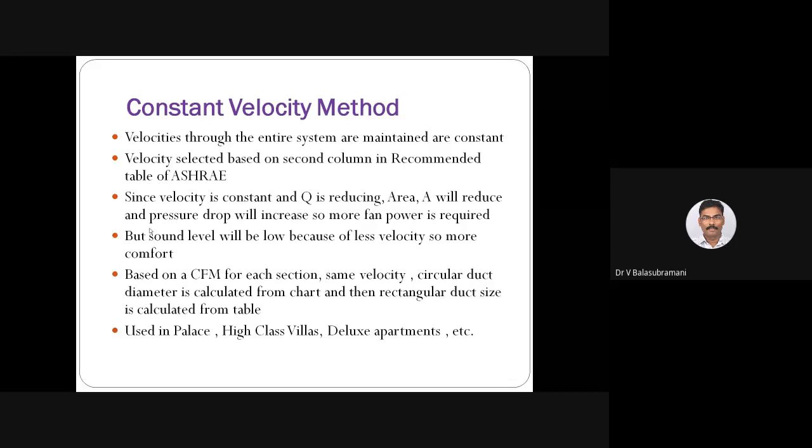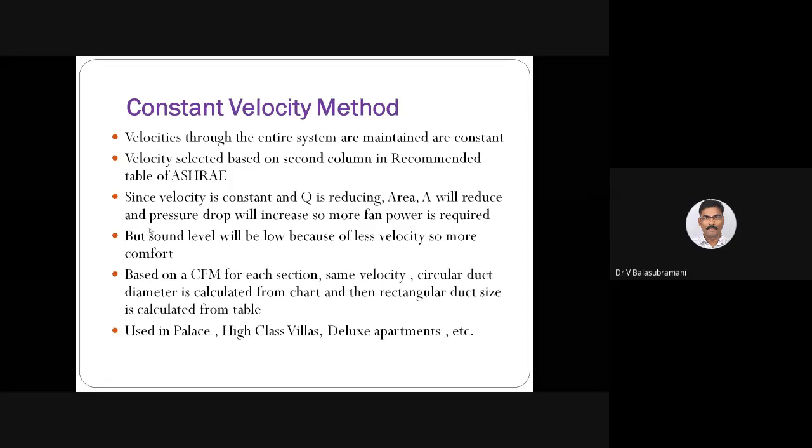So this is the constant velocity method. The same problem is converted into the constant velocity method. Here, what are the principles we are going to adopt? The velocity through the entire system is maintained as a constant. Velocity is selected based on the second column in a recommended table of ASHRAE, shown in table number 7.